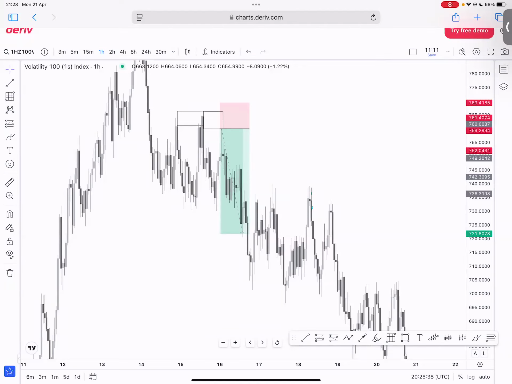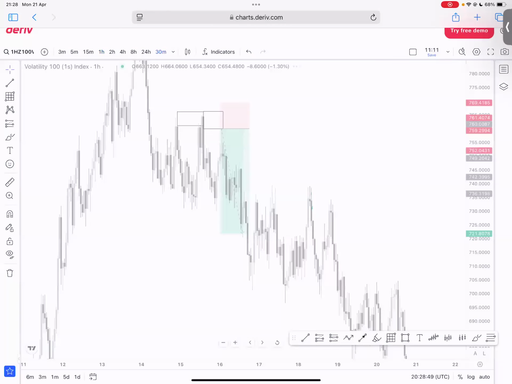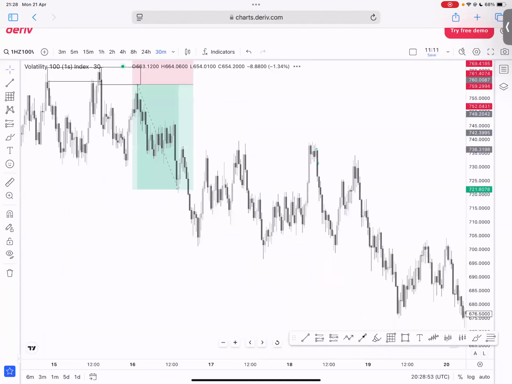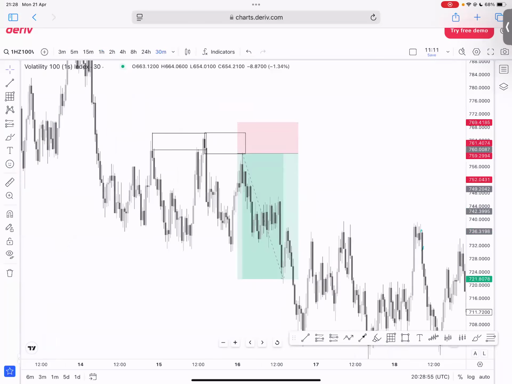Although I told you that you can even get some of your POIs on the 15 minutes, you should be using the higher time frame narrative and structure. That way you're most likely in line with what price is doing, and at the same time it helps you cut a lot of losses.